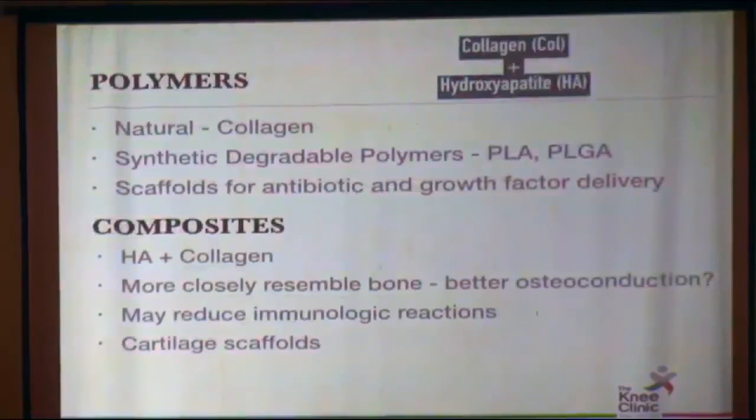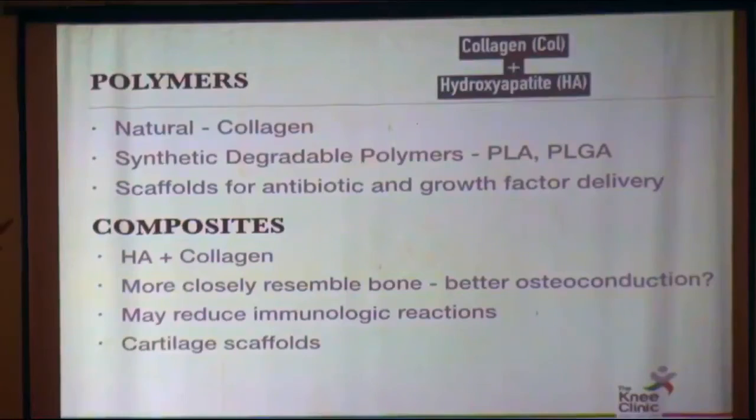So ceramics had TCP, HA, calcium phosphate, calcium sulfate. Now, all of these are inorganic, calcium. Then there is another group of compounds called polymers.